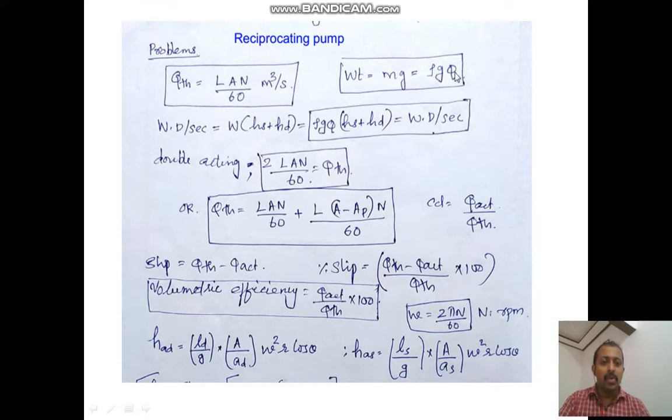So rho Q is m, and into g we get the weight. So rho g Q into HS plus HD will give us the work done per second.